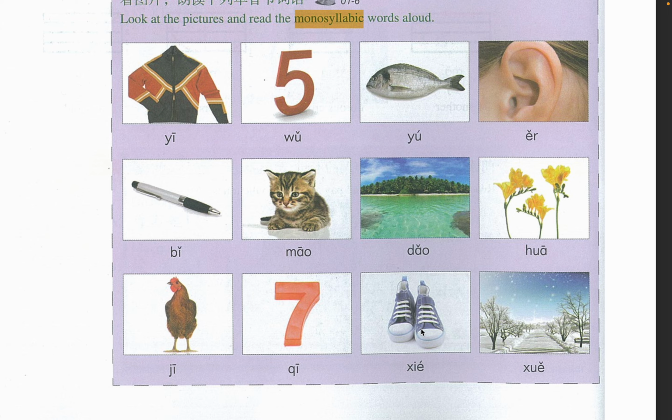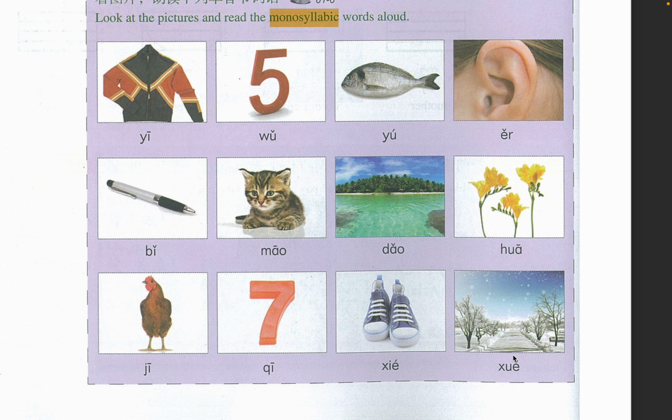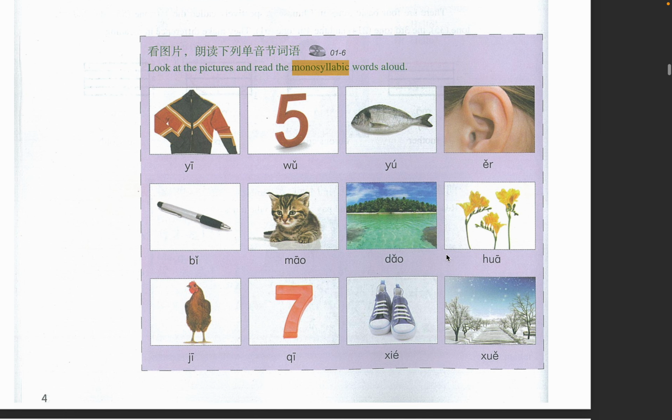Now let's continue. We have the shoes, which mean xie, which is actually xie in Chinese. Xie are shoes. Xue, we have xue, that's snow. Now, before we round up this class, let us read these 12 monosyllabic words aloud.